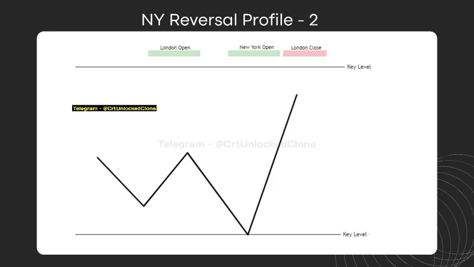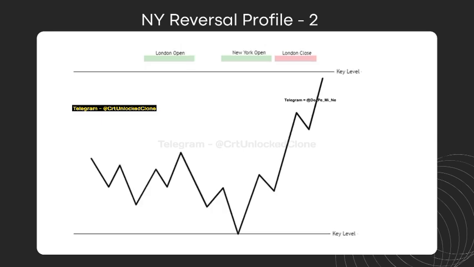So moving on, here we got another type of New York reversal profile. In this case, what happens is that during the whole first half of the day, price doesn't do anything significant, and it just ranges the whole day and forms a range. And then during New York, price manipulates below that range or that consolidation to a key level and tests that key level, and then it expands from there.